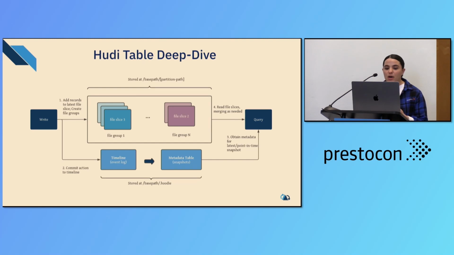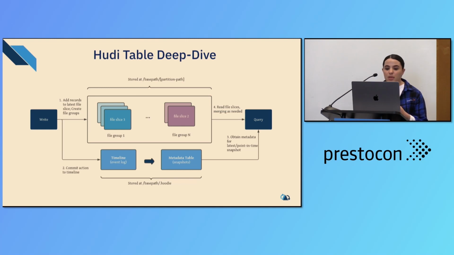So at the bottom half of the diagram, we get into the timeline and the metadata. When records get written into the file group, Hudi's timeline also records what commit action was done at what time. The timeline is located in the structure of the Hudi table, in a .hudi folder, and is essentially an event log. There are different actions that can be recorded on the Hudi timeline, such as commit, clustering, rollback, and so on. And a key thing to point out in the Hudi timeline is that there are timestamps associated with every action, along with some metadata about it.